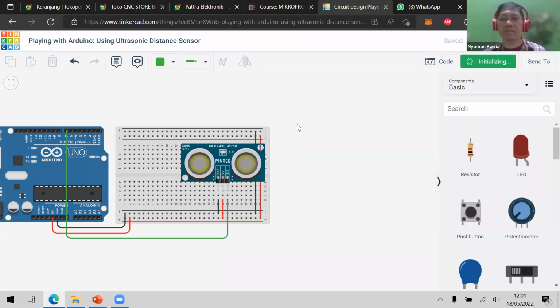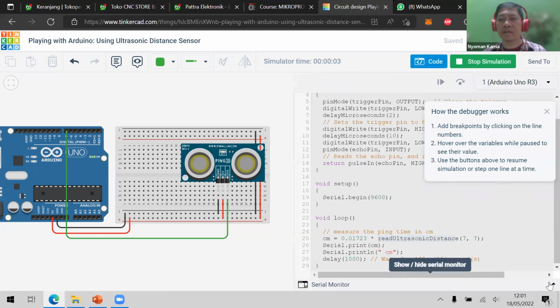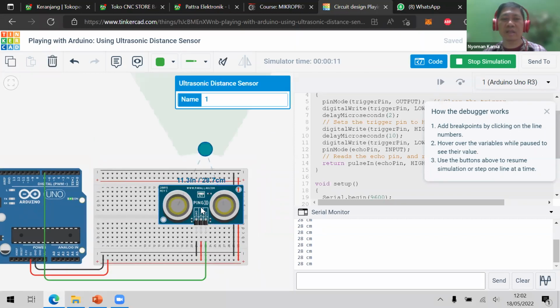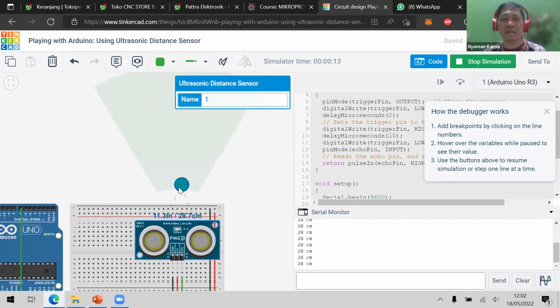Let's start the simulation and examine the serial monitor. It says 28 centimeters. There is an object 28 centimeters in front of the sensor here. This is the object. Let's try to move the object to here. It says now the object is 212 centimeters. How about now? It's 276 centimeters. How about now? Oh, it's out of range.